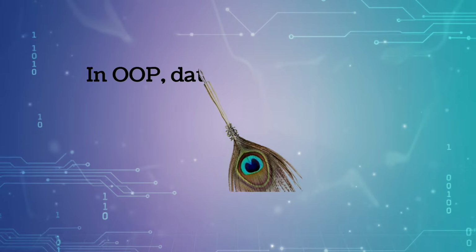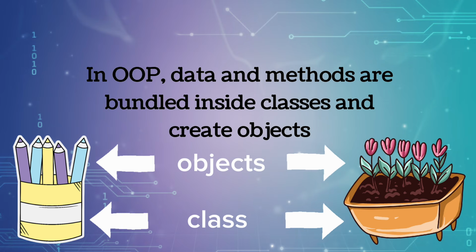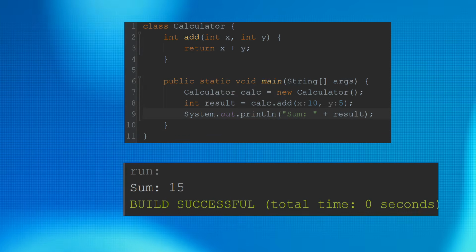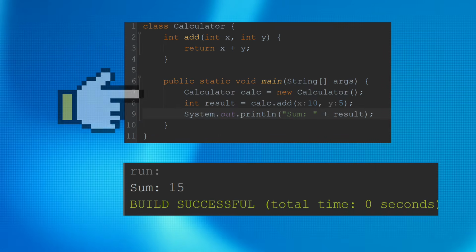In OOP, we bundle data and methods inside classes and create objects. Here is an example of object-oriented programming. The calculator object keeps its data and operations together.